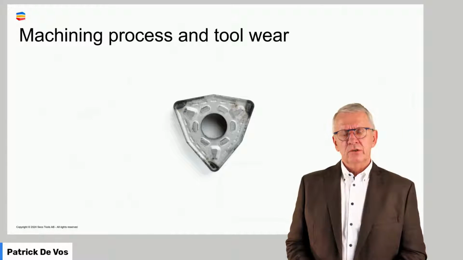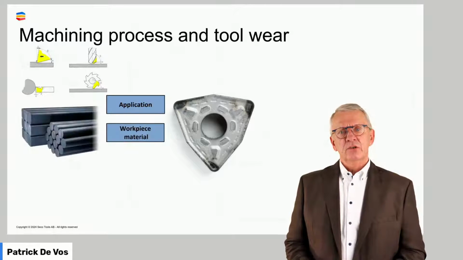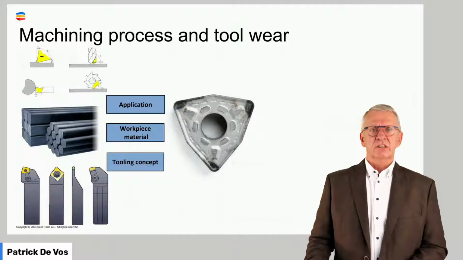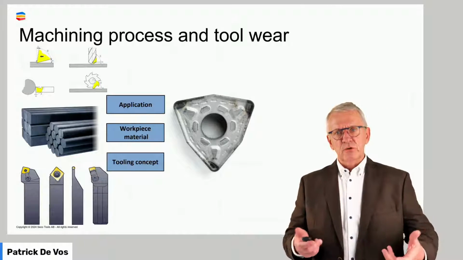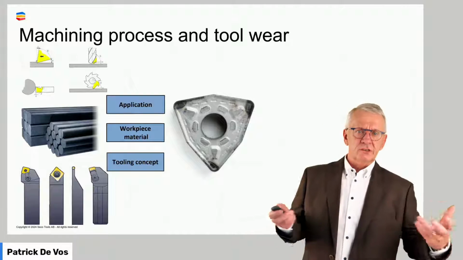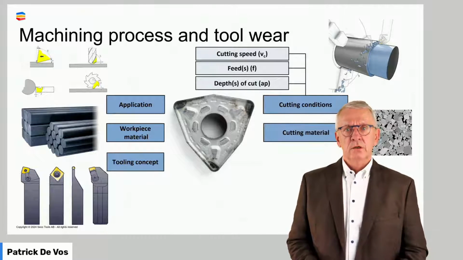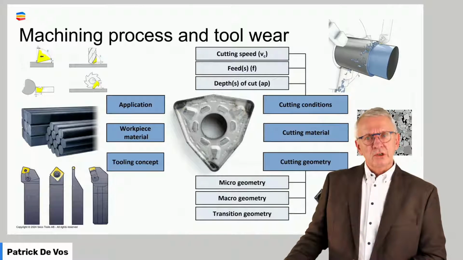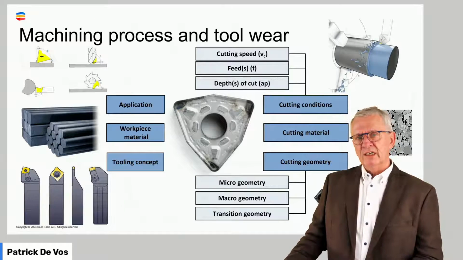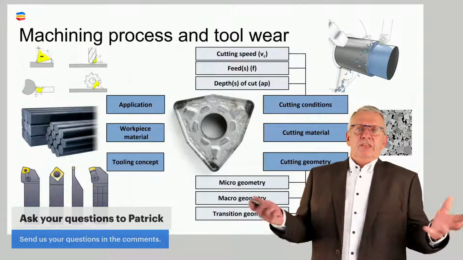Data. I already used a few times the word data. If you want to master tool deterioration, you need data. You need to know the application. You need to know the workpiece material in which a cutting edge has been used. You need to know the tooling concept. Was it a stable tool? Was it an unstable tool? Was it interrupted cut? That type of stuff. You need to know the cutting conditions, of course, the cutting data. You need to know the cutting material. And last but not least, you need to know the cutting geometry, both micro and macro. It's quite a lot of things. But that's what it is.